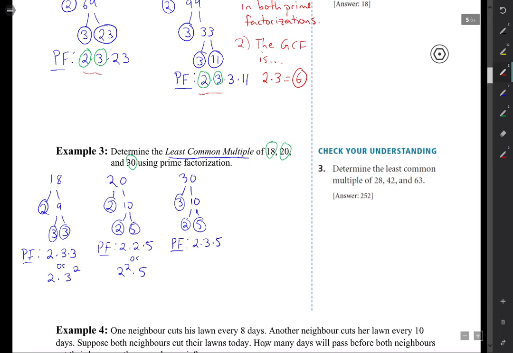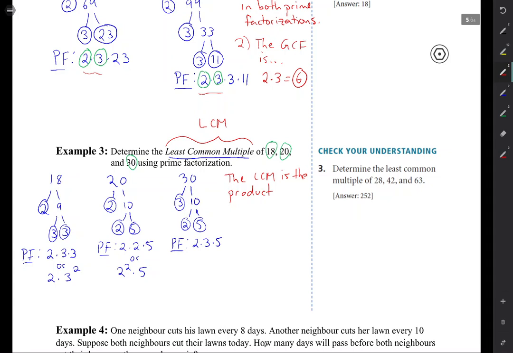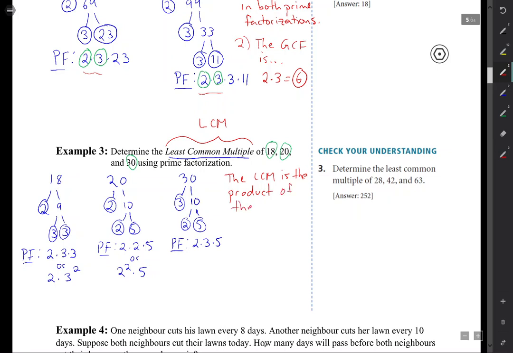Now I'm just going to write on the side here what the least common multiple, and actually we're going to write least common multiple as LCM. So I'm going to put the least common multiple is the product, and remember, product is the answer to a multiplication question. So the product of two numbers is multiplying them. So the lowest common multiple, or the least common multiple, is the product of the greatest power of each prime factor.